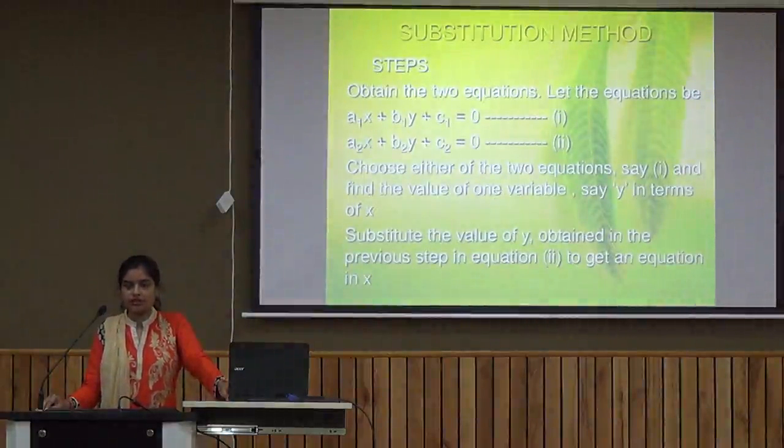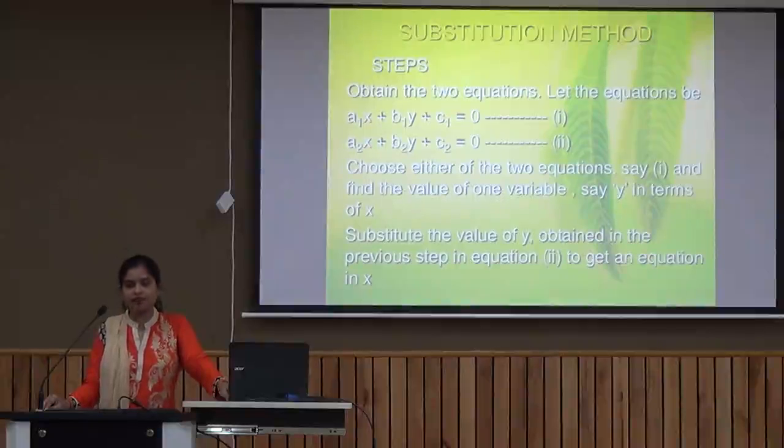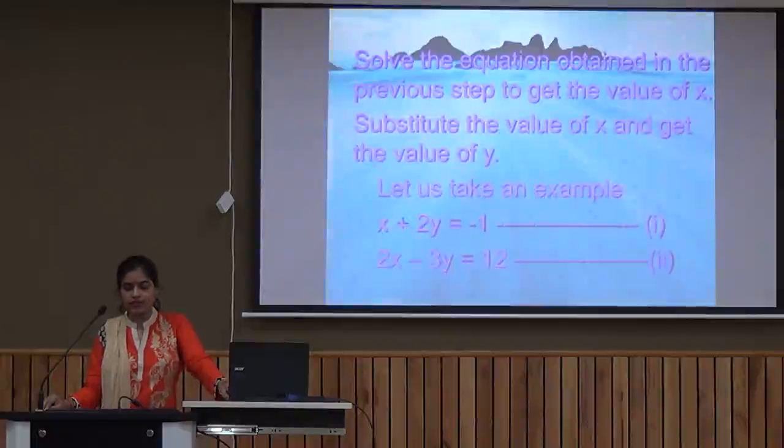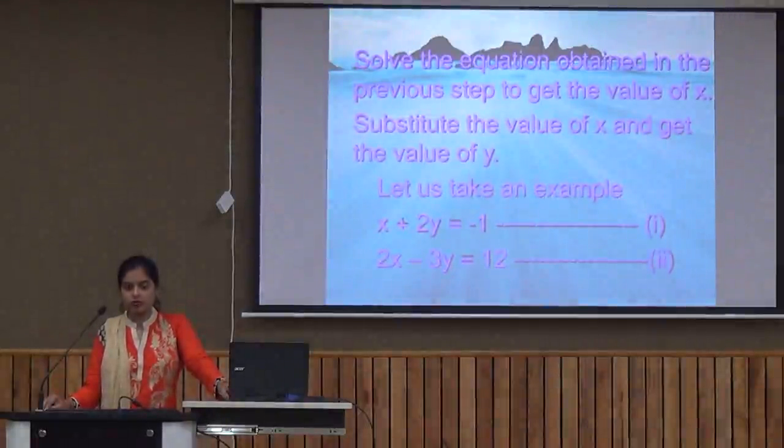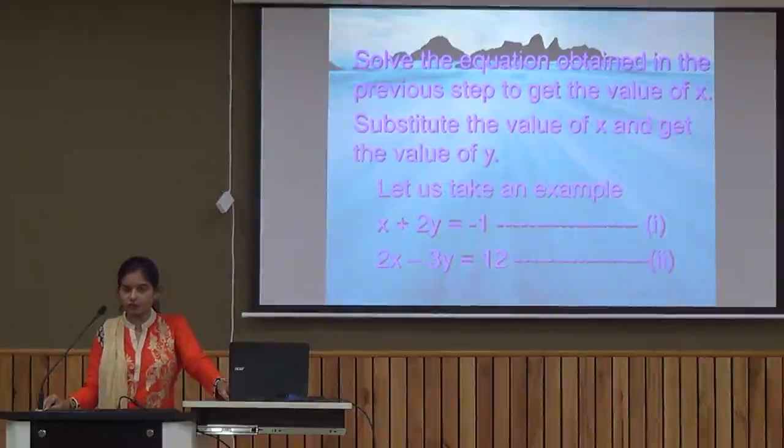Suppose the two equations are given as a1x plus b1y plus c1 equal to 0 and a2x plus b2y plus c2 equal to 0. We have to choose either of the two equations, suppose the first, and find the value of one variable from that equation, and then we will have to put the value of that variable into the second equation. For example, we have taken x plus 2y equal to minus 1. Second equation, 2x minus 3y equal to 12.